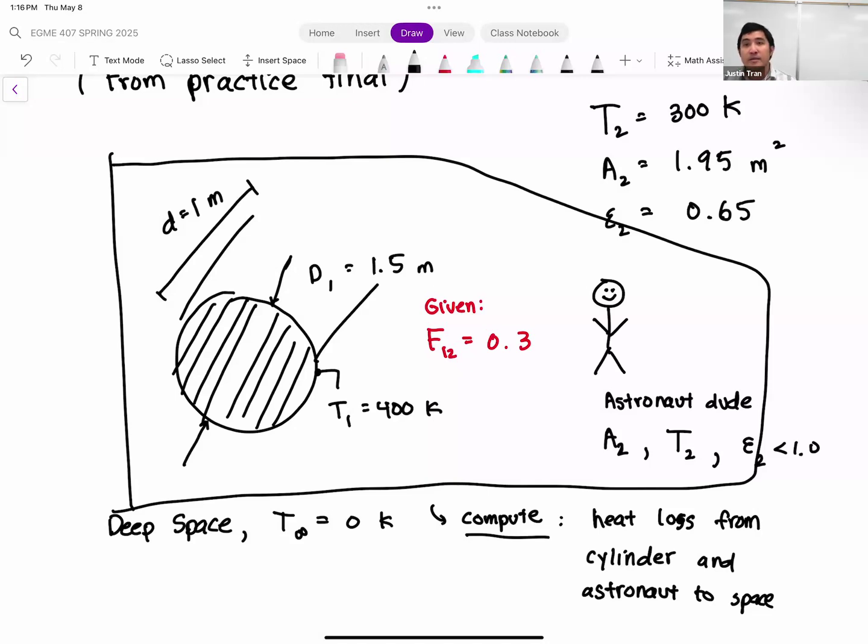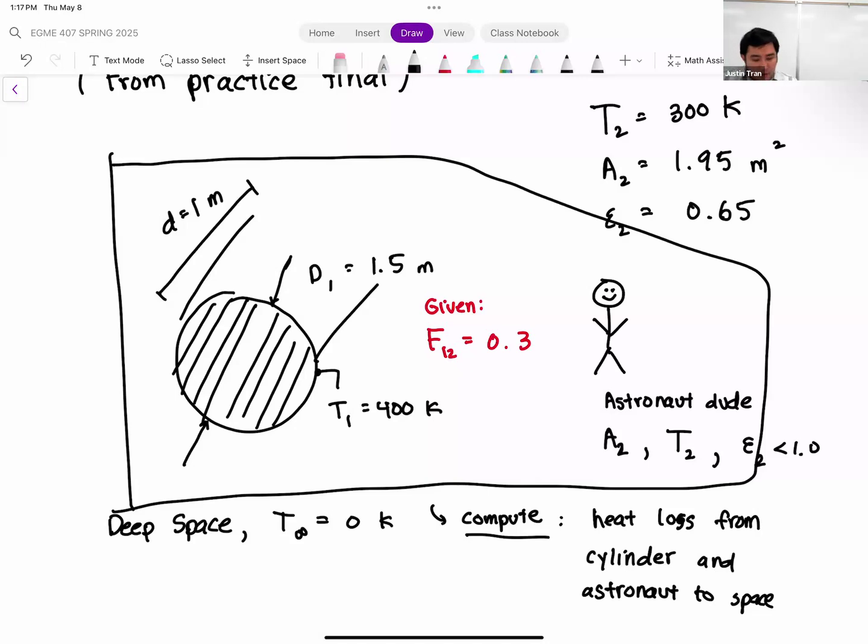Given a view factor, will it be up to us on the test to know which surface it is, like F12 or F13? In the problem, it actually just tells you that, this is F12 is equal to 0.3. I'll have all the surfaces labeled with a number, so you'll know exactly which two surfaces it's between.